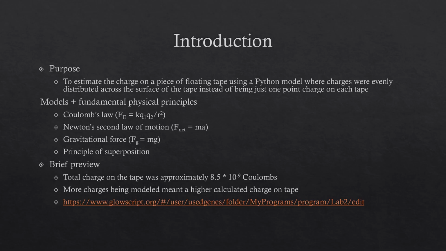So to start off, the purpose of this lab was to estimate the charge on a piece of floating tape using a Python model, where charges were evenly distributed across the surface of the tape instead of being just one point charge. The models and fundamental physical principles used were Coulomb's law, Newton's second law of motion, gravitational force, and the principle of superposition. As a brief preview of my results, the total charge on the top tape was calculated to be approximately 8.5 times 10 to the negative 9 coulombs.